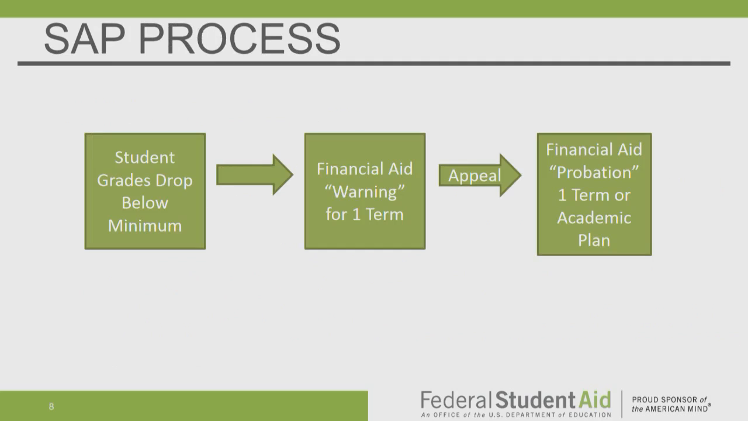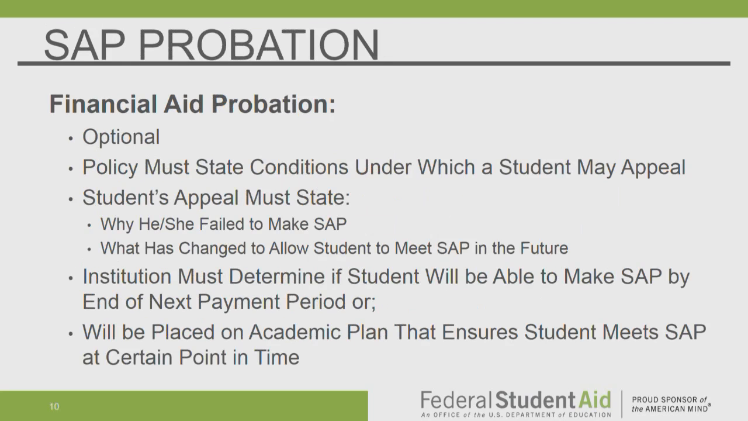Then the student has the right, if they, again, do not make satisfactory academic progress at the end of the warning period, all right, then they lose their eligibility, okay? And the only way to regain that eligibility is to file an appeal. And if the appeal is granted, then the student will go on probation for one term. We'll talk about this here, okay?